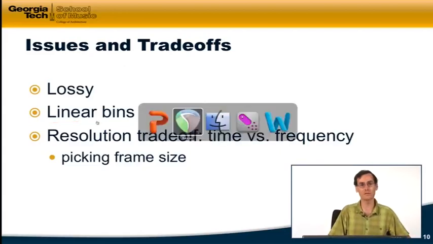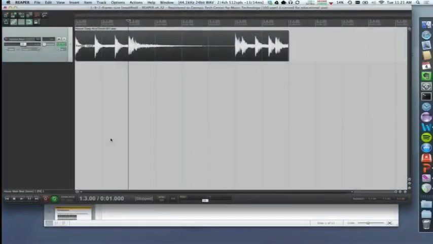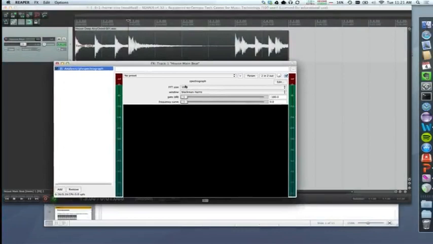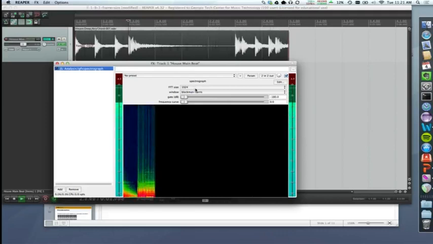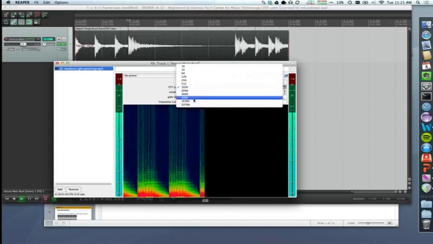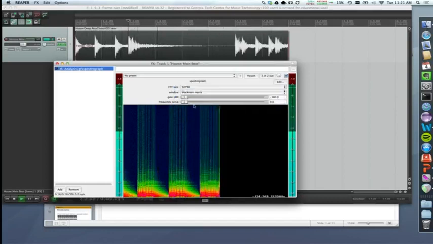So let me go ahead and open this up in Reaper for you. And what I want to show you, I'm going to play a sound here, and I want to show you the sonogram for it. And we have an option here to pick our frame size. So I'm going to show you how this is going to start looking differently, that time versus frequency resolution trade-off as I pick different frame sizes. So we're at 1024 samples right now, which is a good compromise. But what if I want really, really, really good frequency resolution? I'm going to go up to 32,768.